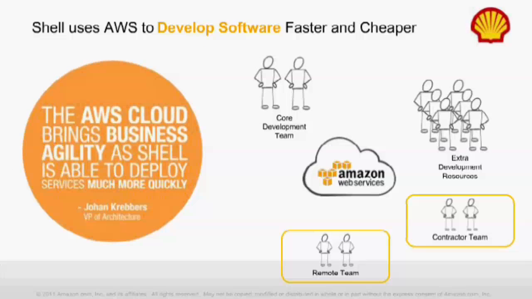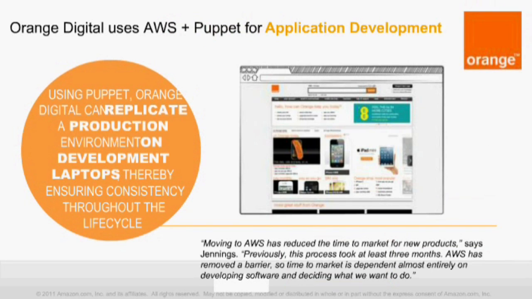Another customer we have here, Orange Digital, who use AWS and Puppet for application development. And in their words, moving to AWS has reduced the time to market for new products. It makes it much easier for them to develop software, to decide what they want to do, to experiment. They can make that production environment for their developers. They can replicate that extremely easily, giving them more ability to experiment and more ability for them to innovate on behalf of their customers.